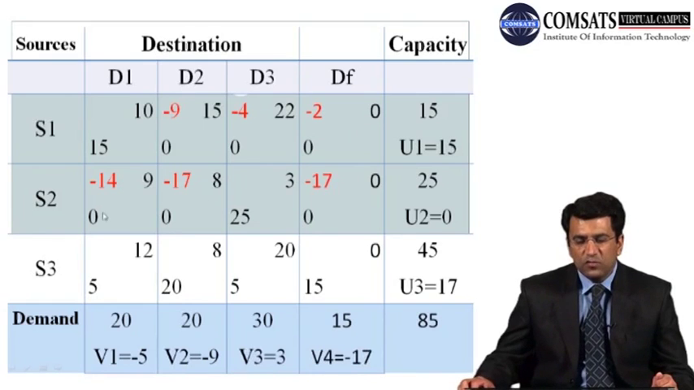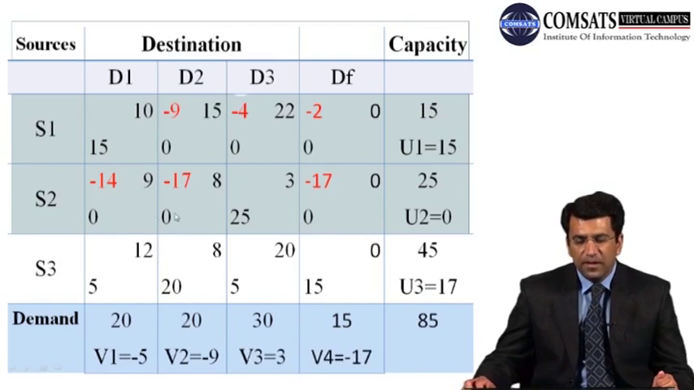Now again the shadow cost for this particular cell S2 D1 is equal to minus 14. So how does this minus 14 come here? Again U2 plus V1, U2 is equal to 0, V1 is equal to minus 5, so it will become 0 minus 5 minus C21, that is the relevant per unit cost. So minus 5 minus 9, it will become equal to minus 14, which is the shadow cost for this particular cell S2 D1.